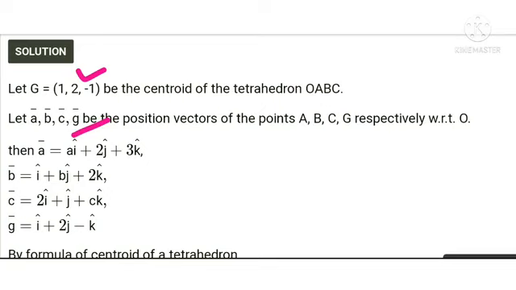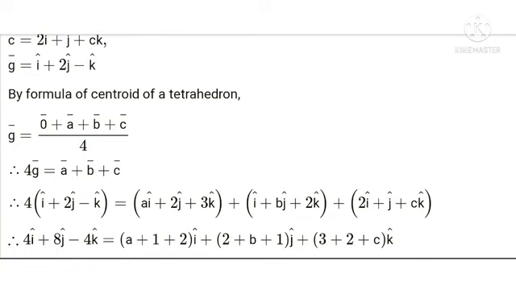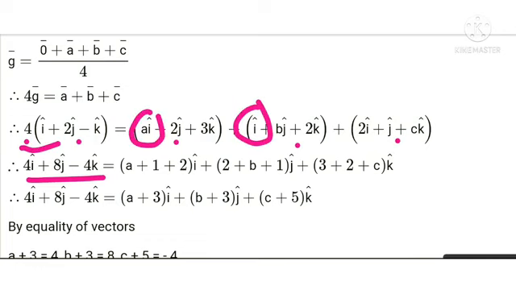Then we had given point A. From this we write A bar. From point B we write B bar. From point C we write C bar, and from point G is given we write G bar. We use here centroid formula. What is the centroid formula of tetrahedron? G bar is equal to O bar plus A bar plus B bar plus C bar upon 4. So we get 4G bar is equal to A bar plus B bar plus C bar. Put the values. You get 4 into G bar value, A bar value put, B bar and C bar. You simplify, multiply by 4. Here you collect I terms, then J and then K.